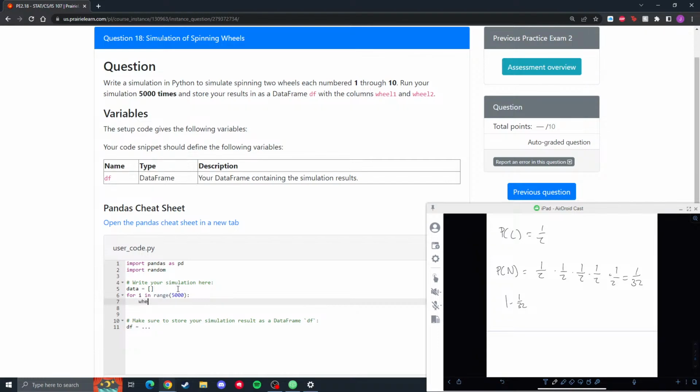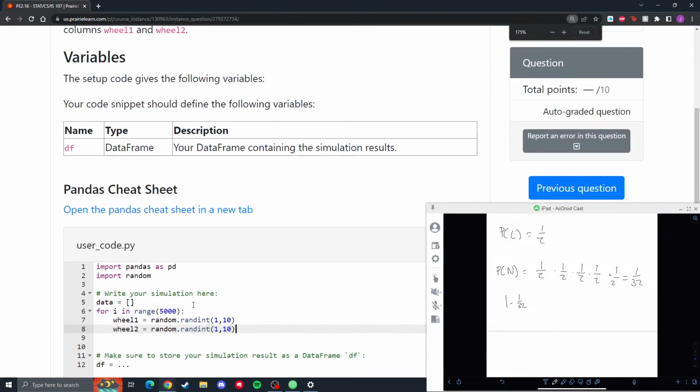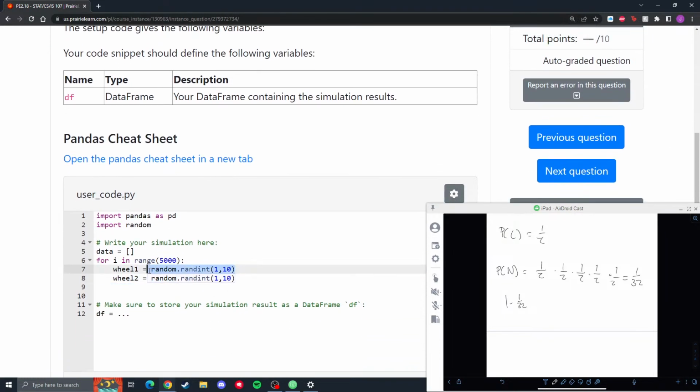So we need to create wheel 1 and wheel 2, and they're going to be random numbers between 1 and 10. So now that we have our wheel 1 and our wheel 2, I created them just by using that random.randint function. You should have used that a bunch in this class.